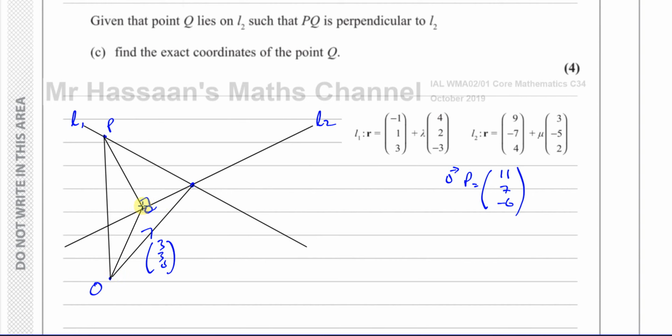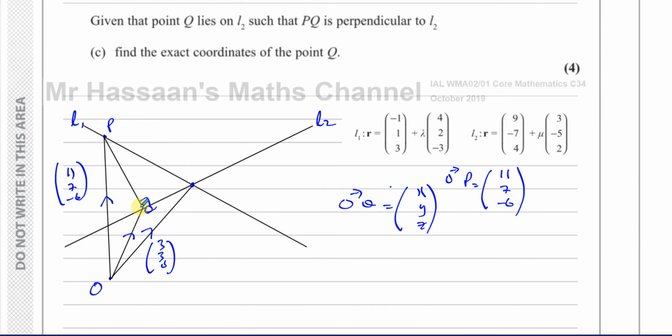Okay, so I know the vector from O to Q. I know the vector from O to P. O to P is (11, 7, -6). O to Q, actually, we don't know. We've got to find it. This is what we've got to find. So I'm going to call the vector O to Q (x, y, z), and x, y, and z will be my coordinates in the end.